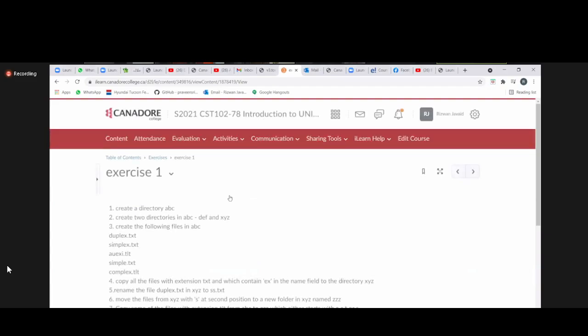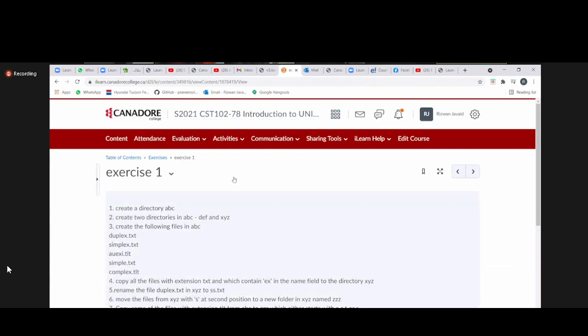Could you please look at this one: create a directory ABC, and then create two directories in ABC, DEF and XYZ. Yes, Akash, what's your question? Sir, I tried this exercise, but I was unable to complete the sixth and seventh step in exercise one. Okay, we will go through it today, no issues.